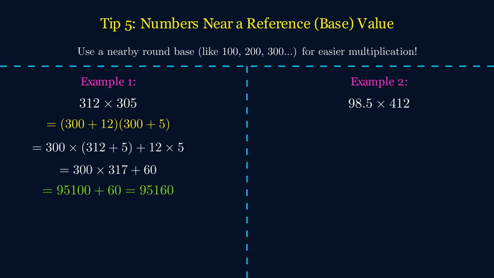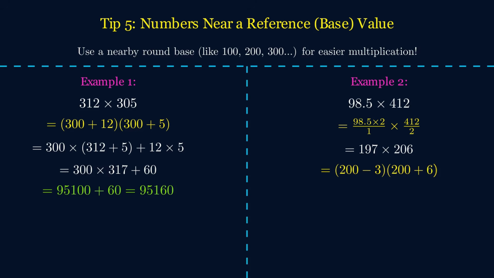Now, let's look at a trickier one. 98.5 times 412. These numbers aren't close at first glance, but we can adjust them so they are. Let's double 98.5 to make it 197, and divide 412 by 2 to make it 206. Now we're multiplying 197 times 206, and those are both close to 200. That becomes our new base. Write it as 200 minus 3 and 200 plus 6.